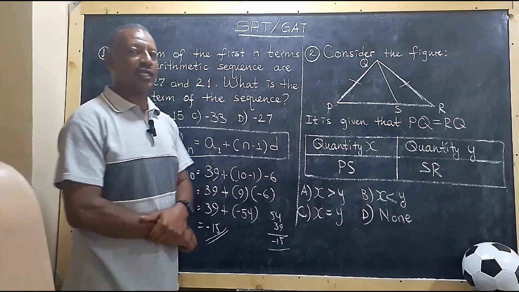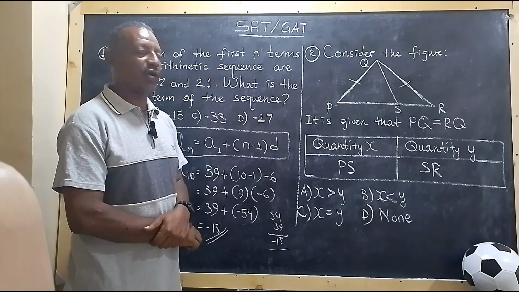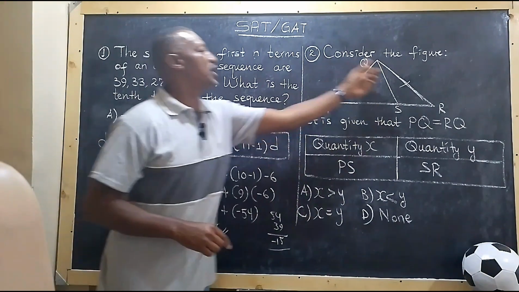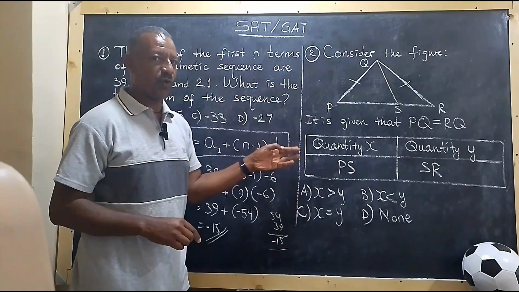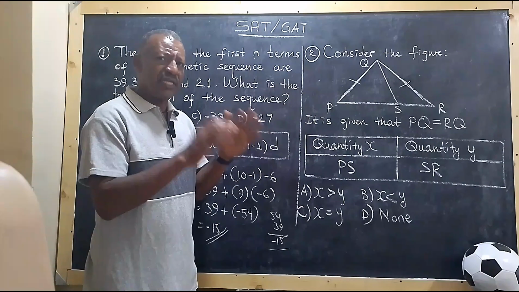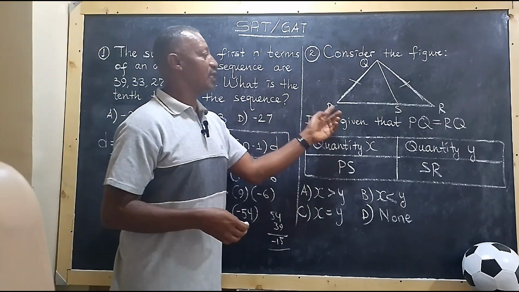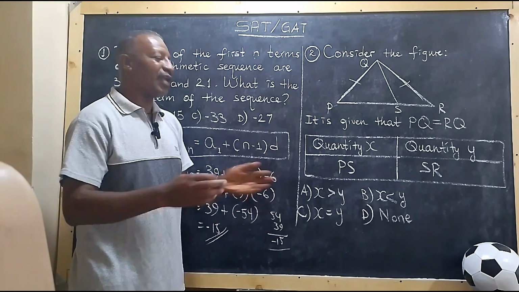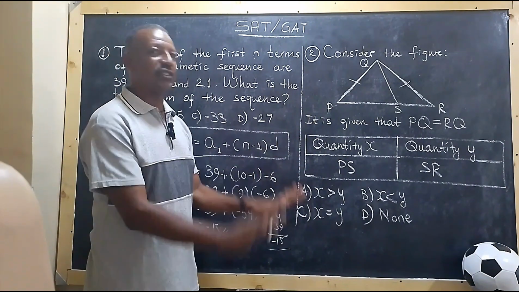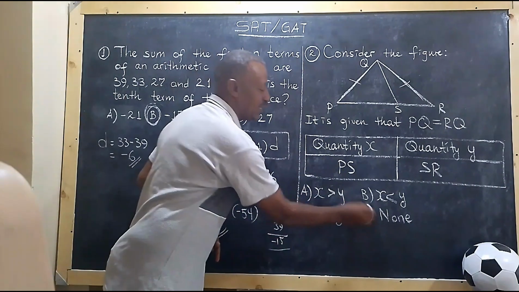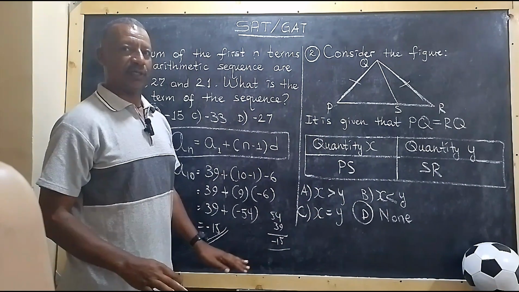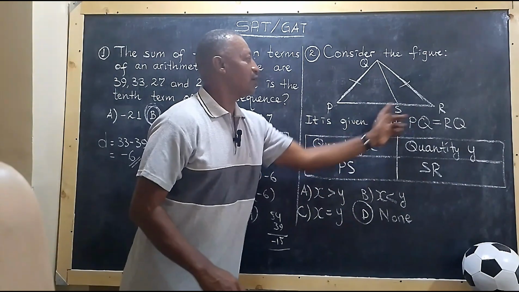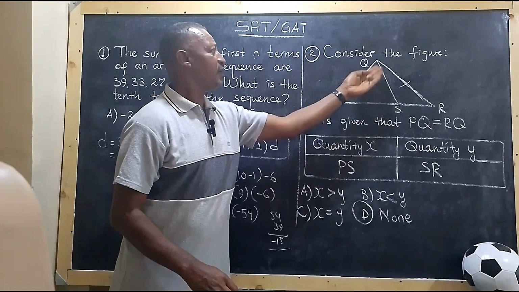What is the relationship? There is no relationship. You cannot determine anything by looking at the two sides. Yes, the two sides are equal, but you have no other clue to understand whether these two lines are equal. They are not necessarily equal. You cannot determine, so the answer is none. You cannot determine X or Y, which means PS and SR, from this given information.